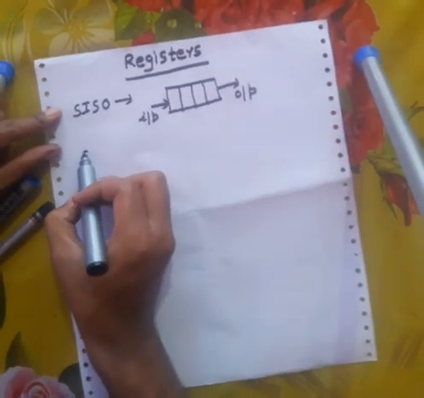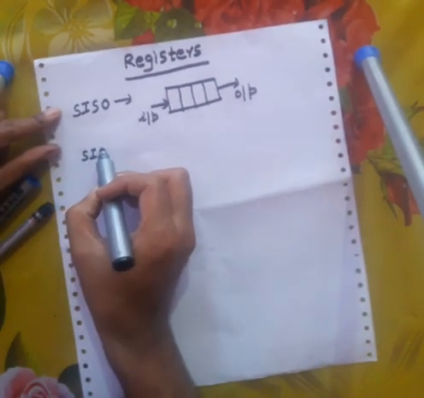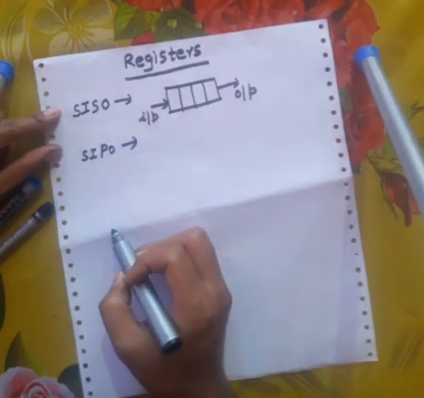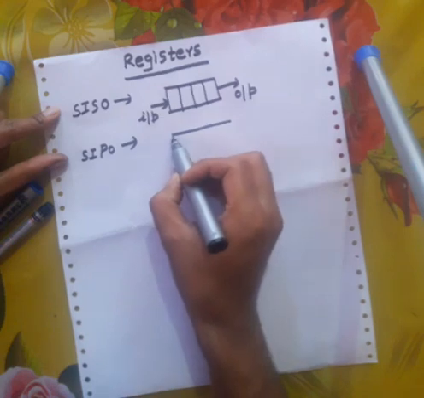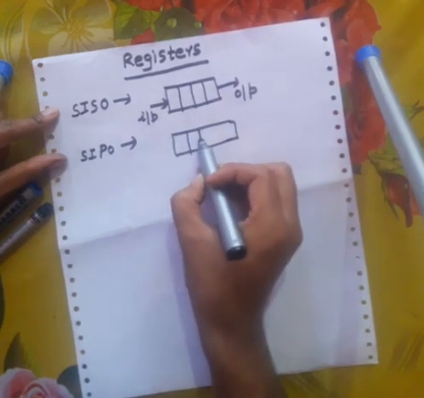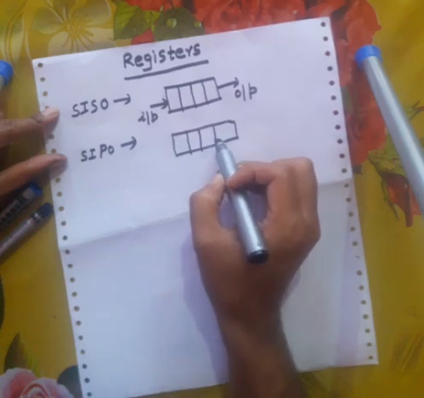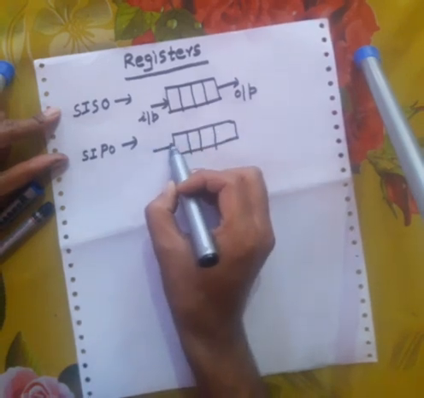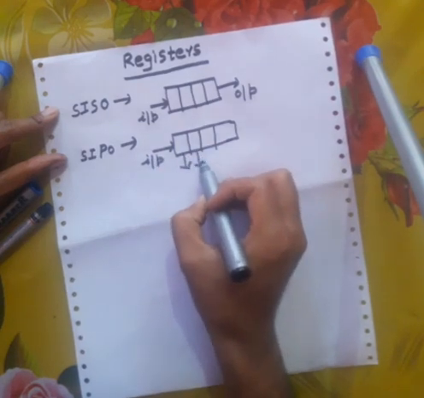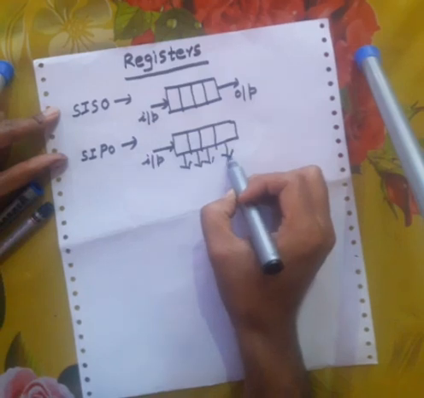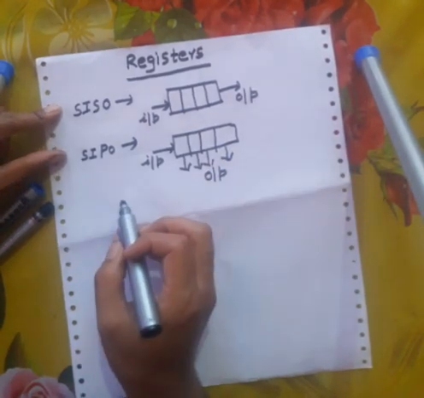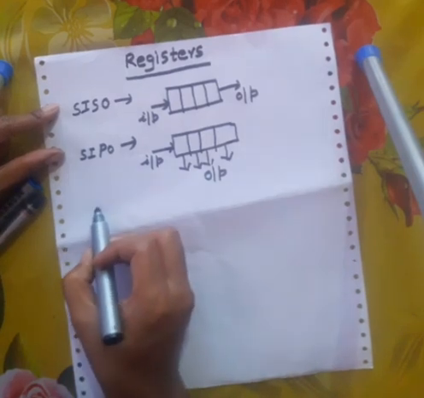Next one is serial in, parallel out. In serial in, parallel out, we will apply input serially, but we will take output parallelly. Parallelly means simultaneously. We will apply input serially and we will take output parallelly. This is your output.